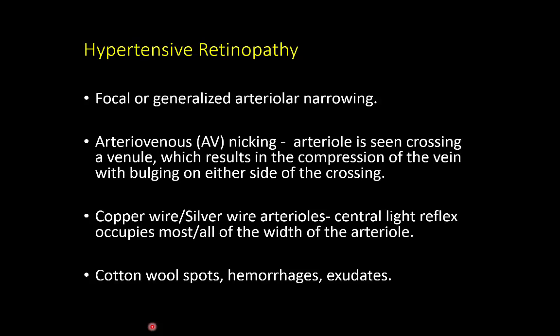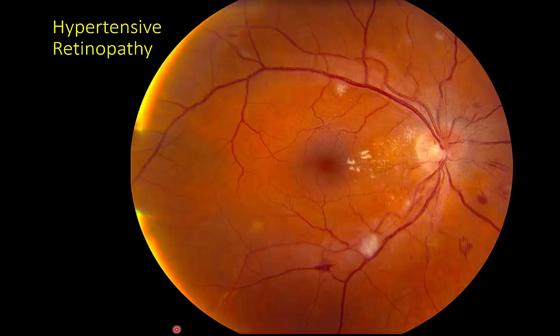Now, if we look at hypertensive retinopathy, this can result in focal or generalized arterial narrowing. One of the most classic things we'll see is AV nicking, or arterial venous nicking, that when an arteriole crosses a venule, it results in compression of the vein with bulging on either side of the crossing. The arteries are often quite small. They're often described as copper wire or silver wire. They might be somewhat refractile. We'll often see cotton wool spots, which again are basically infarcts of the retina, as well as hemorrhages and other exudates. So here's an example of hypertensive retinopathy.